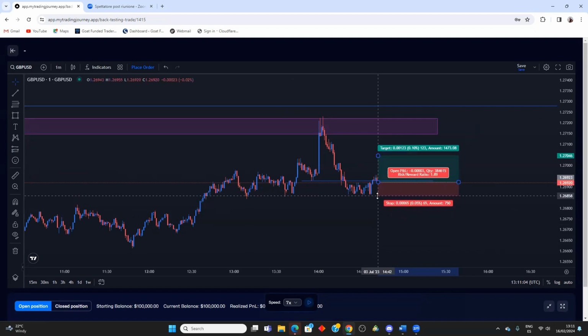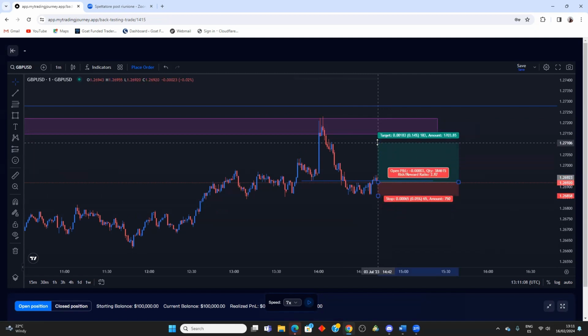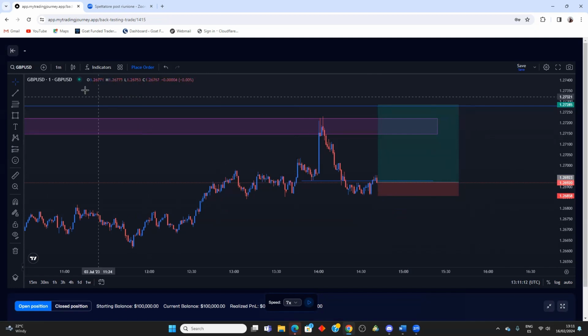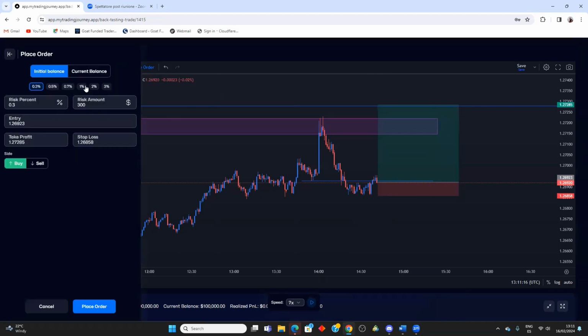I'm gonna place my stop loss here below, which looks a little bit like liquidity, but I'm still gonna take this risk and target this liquidity to the upside. And to place the trade on this backtest, it's pretty simple. You just click here, select the risk that you want. I usually risk between 0.5 and 1% per trade. And it's going to copy already automatically the numbers of your stop loss and take profit.